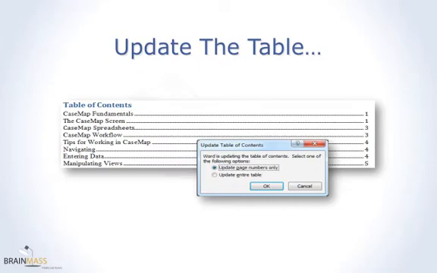The two choices here are very different. The first one is strictly what it says. It's only going to update the page numbers, and this is helpful if paragraphs have been moved, and that's it. The second choice, Update Entire Table, is helpful if text has been changed for the section headers that are being linked in the table of contents. It's also helpful if text has been added and moved. It will also update the page numbers in addition to the text.